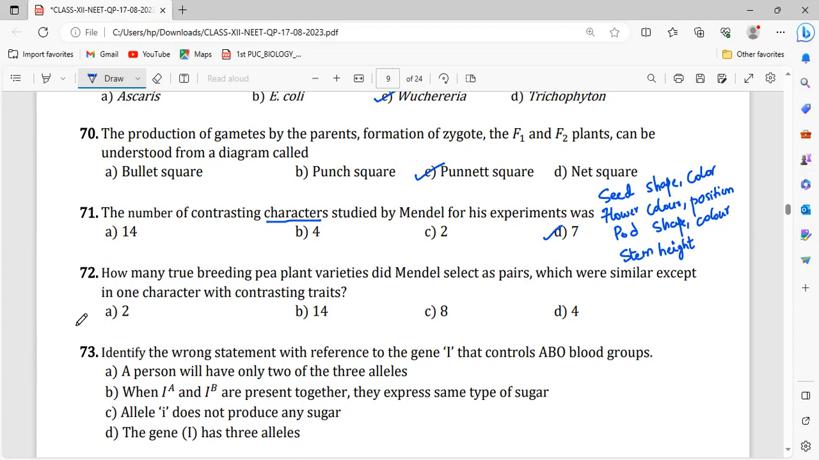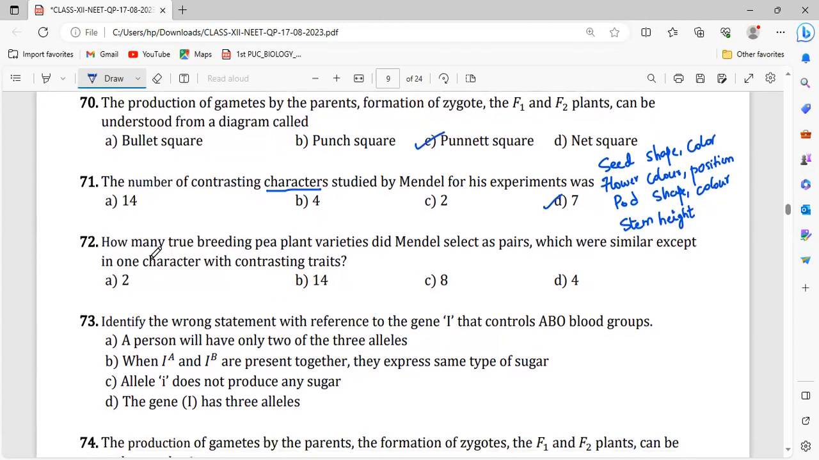Then how many true breeding plant varieties? True breeding pea plant varieties, in the sense they should be in homozygous condition. Whether it may be dominant or recessive, they should be in homozygous condition. For that we call it true breeding. So how many true breeding pea plant varieties did Mendel select as pairs which were similar except in one character with contrasting traits?